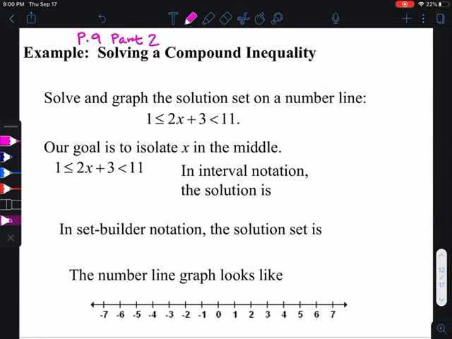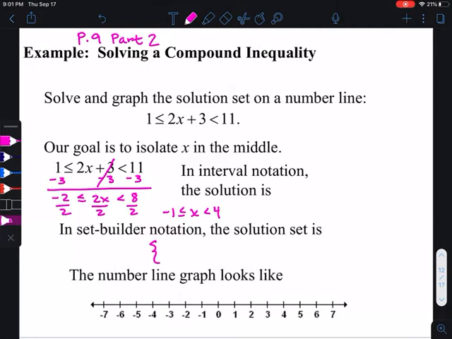So our goal is to isolate x in the middle. If we solve to get x all by itself, we have a 2 in front of the x and a plus 3. So we're going to get rid of that plus 3 first by subtracting 3, but not just from what's happening on the inside, we have to do it also to both of the outsides. So 1 take away 3 leaves us with negative 2 is less than or equal to 2x, which is less than 11 minus 3, which leaves us with 8. If we divide by 2, we end up with negative 1 is less than or equal to x, which is less than 4. Now that would be our set builder notation.